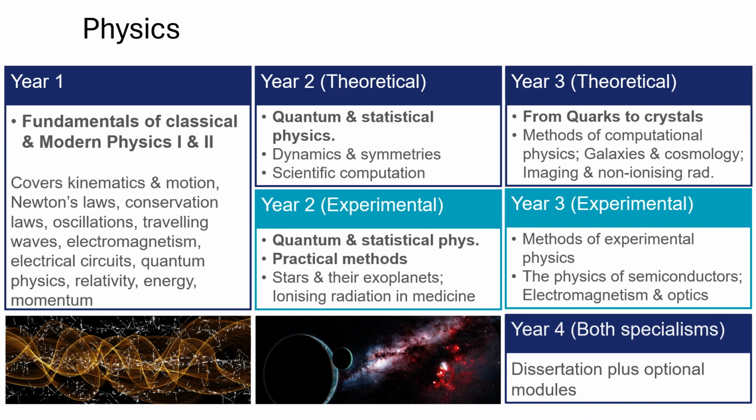On the other hand, if you're doing the experimental physics specialism, you will obviously have a practical course called practical methods, which is core, but then you will have optional modules to choose from. An example of that is stars and the exoplanets, where this module aims at developing knowledge on the various physical processes occurring in stars of different types.